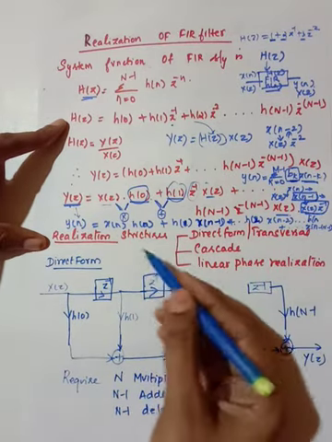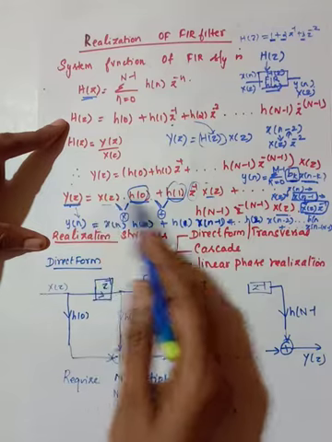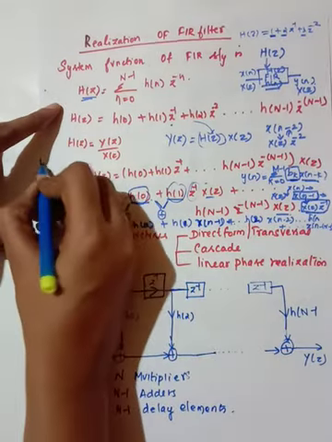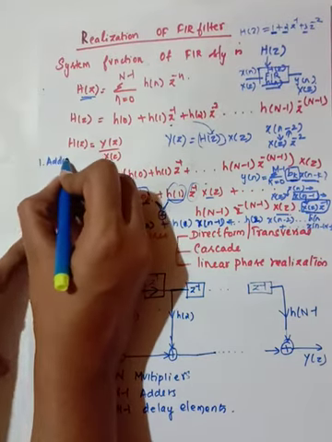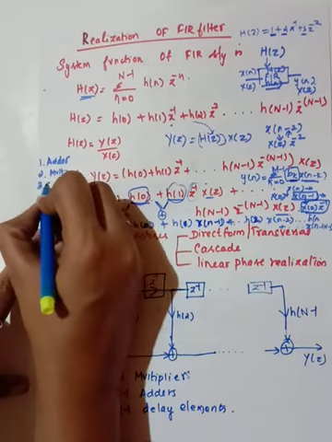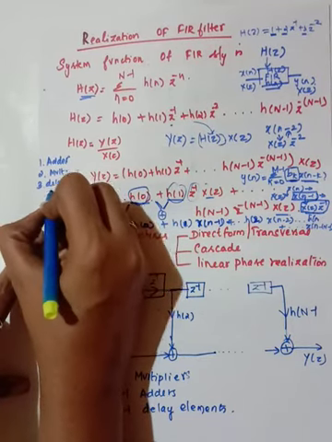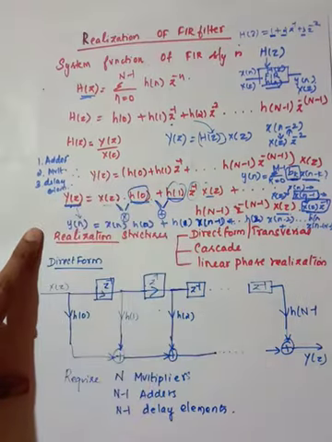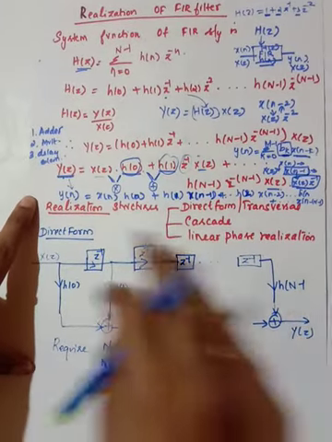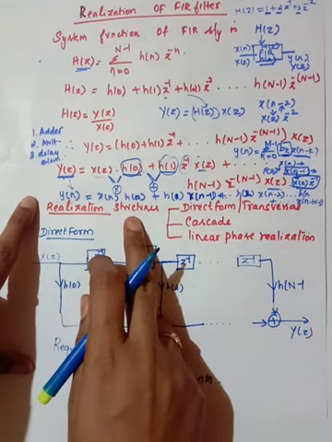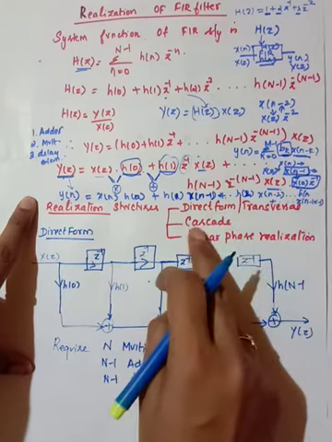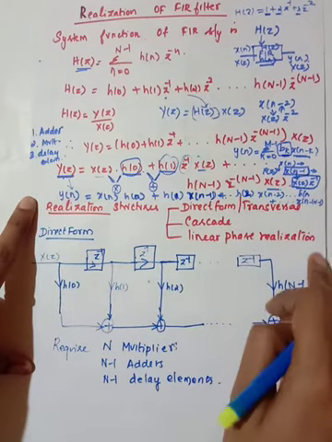In order to implement this transfer function, you need an adder, a multiplier and a delay element. Using these three elements we are going to realize the transfer function of an FIR filter. The realization structure we can realize in three forms: one is the direct form or transversal structure, the second is cascade realization, and the third is linear phase realization.